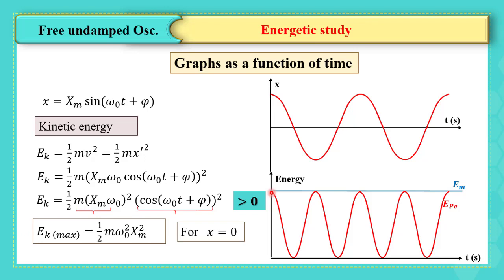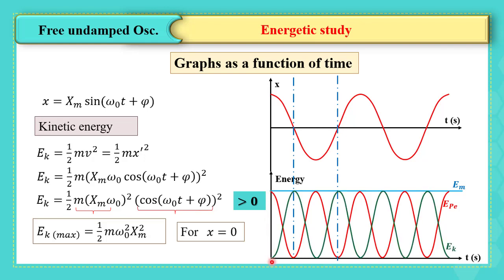And for x equals 0, we can find that the potential energy is 0, thus the kinetic energy should be maximum. While it starts from maximum x, it means that v is 0 and the kinetic energy starts from 0. Whenever one of these two energies, elastic or kinetic, is 0, the other is maximum, and the sum is all the time equal to the mechanical energy.